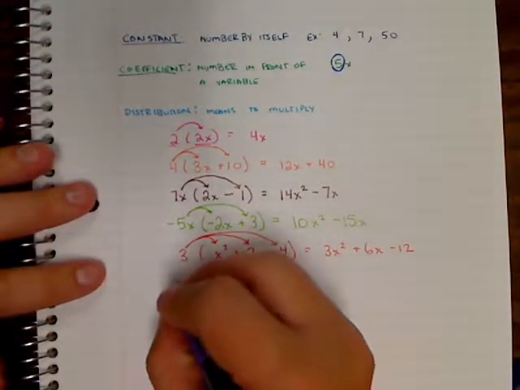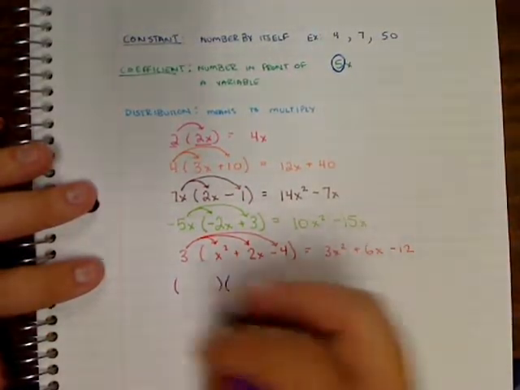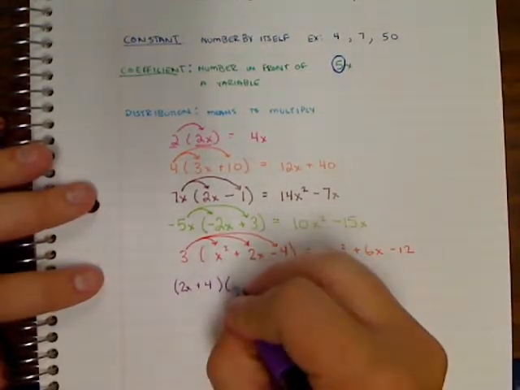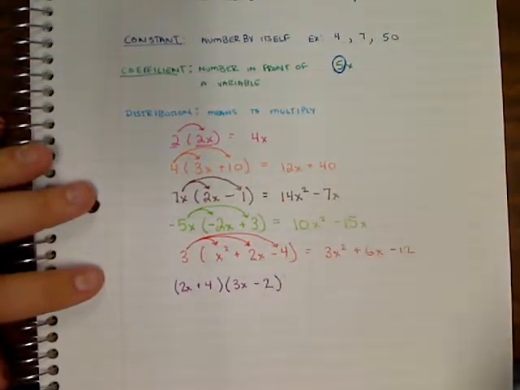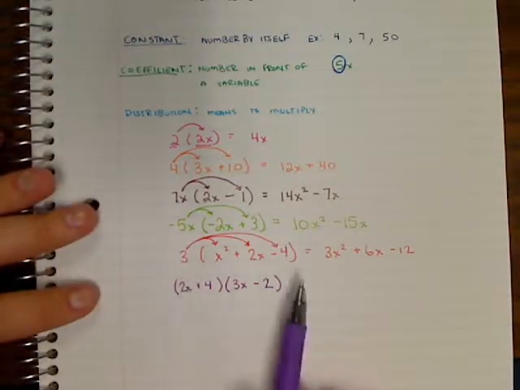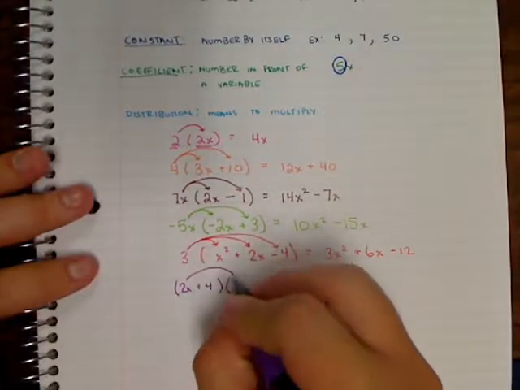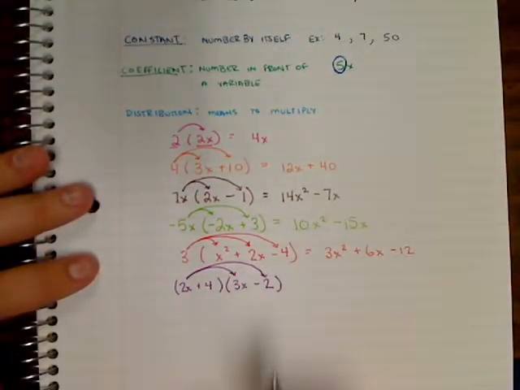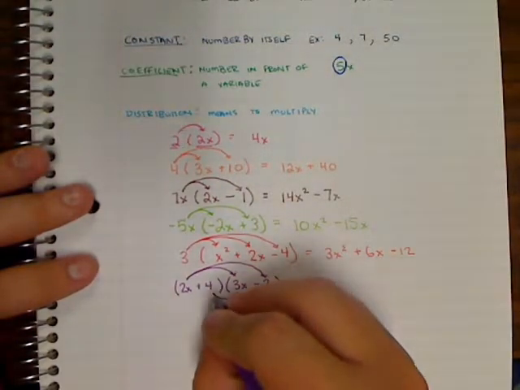So say you have 2 binomials. Okay, so let's go 2x plus 4 and 3x minus 2. Now I can still distribute this. I've just got to do it one at a time. So I'll take this 2x and multiply it by everything here. Then once I do that, I'll take this 4 and multiply it by everything here.